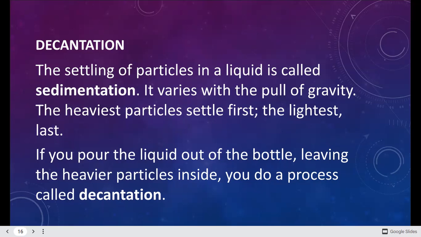We usually do that also in our laboratory. Sometimes we tend to separate mixtures using decantation. Another term for decantation is pouring. You just pour. Simple. The lighter one will be poured out, and the heavier one will remain in the container. Simple. Nothing more, nothing less.